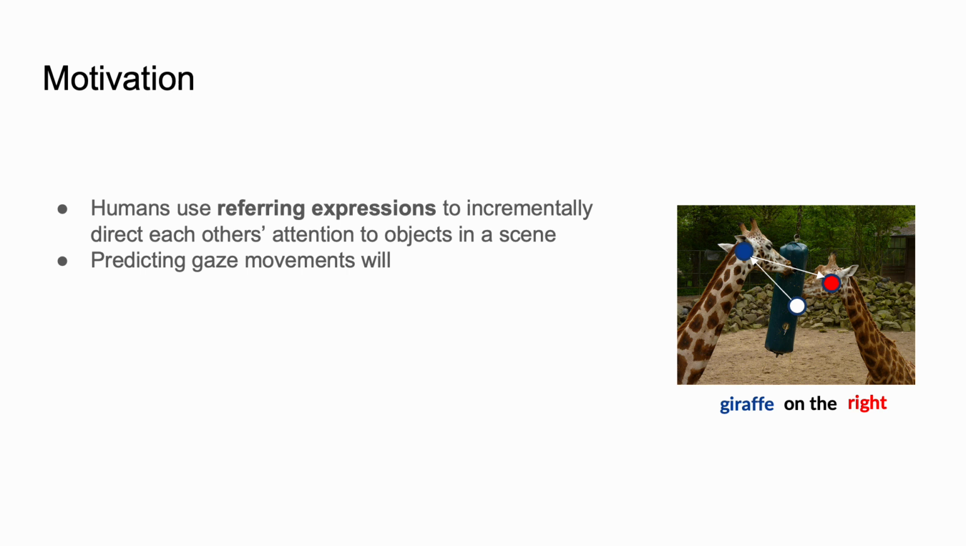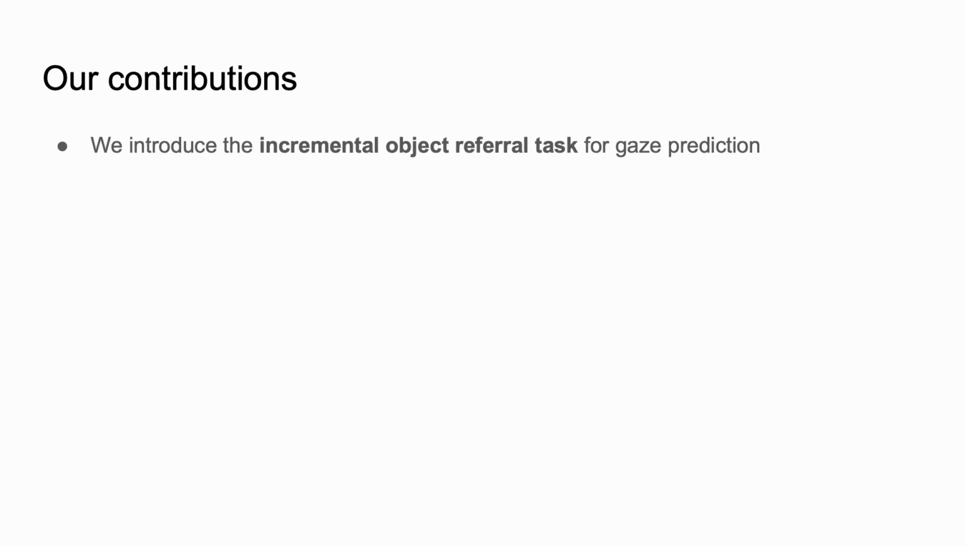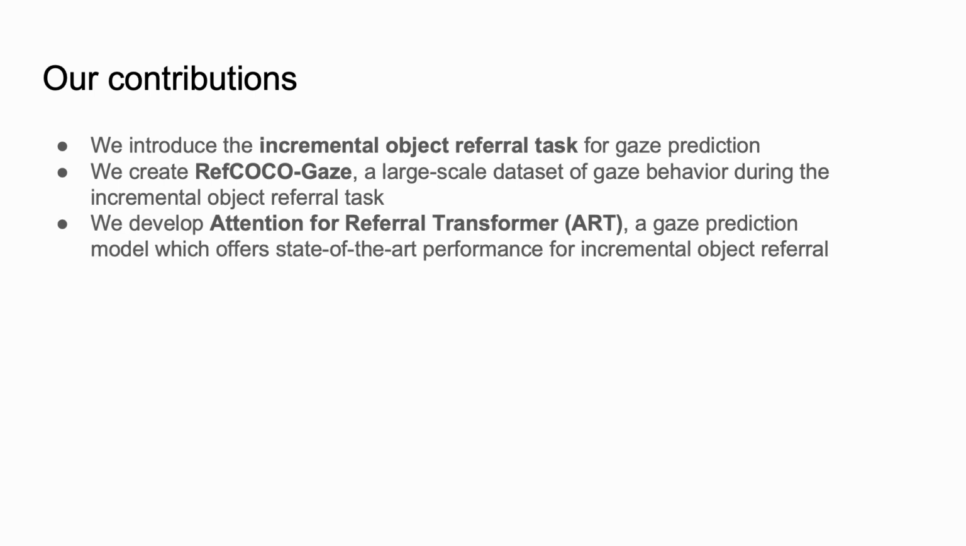Predicting gaze movements for spoken instructions would therefore enable smooth voice-assisted human-computer interactions and also help study how humans integrate language and vision. In a nutshell, our contributions are threefold. We introduce the incremental object referral task. We create RefCocoGaze, a large-scale dataset of gaze behavior during this task. And we propose ART, a gaze prediction model specifically designed for this task.